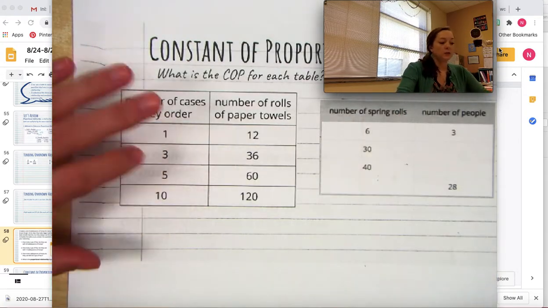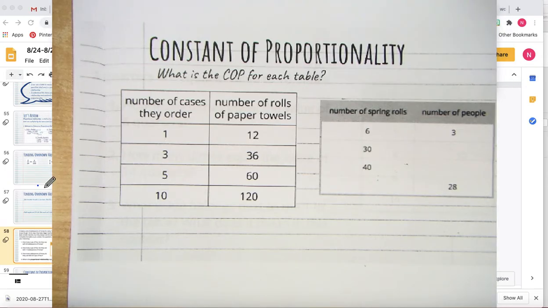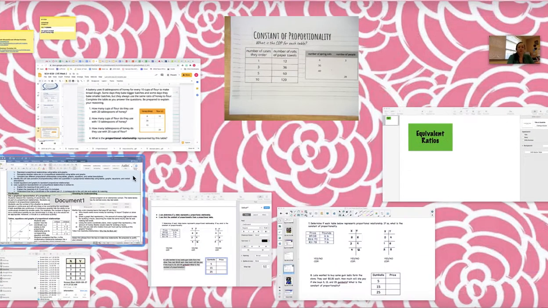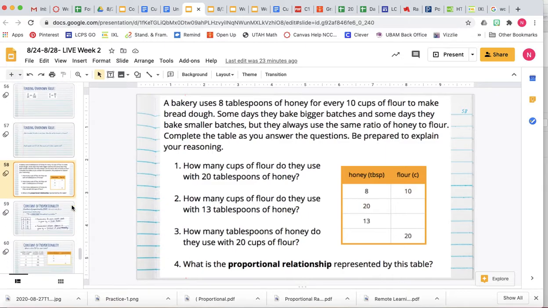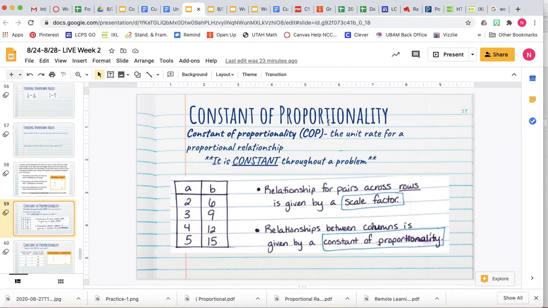All right, so let's talk about this really quick and then we'll do another practice. So, constant of proportionality. That is what we're calling the unit rate for a proportional relationship. You guys learned the unit rate, you've learned scale factor. Now we're talking about constant of proportionality. And constant means it doesn't change.